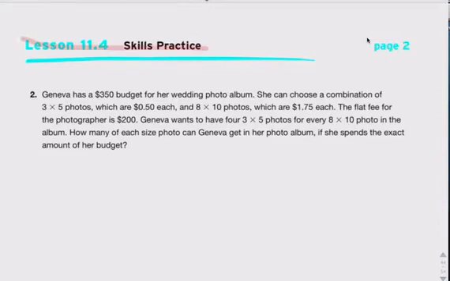Practice 11.4. You do all the problems there. Each page is a problem, so there's 5 questions altogether.